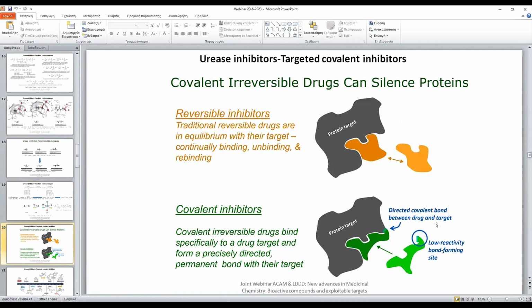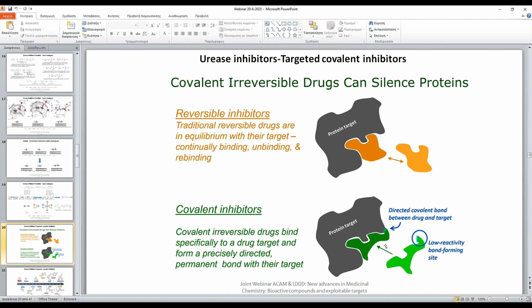After that, we decide to try covalent inhibition. A few words about covalent inhibition. The traditional reversible inhibition relies on the interaction between the target and the inhibitor in equilibrium. This means there is a binding and unbinding continuously. While in covalent inhibition, you try to make a covalent bond between the protein target and your inhibitor.